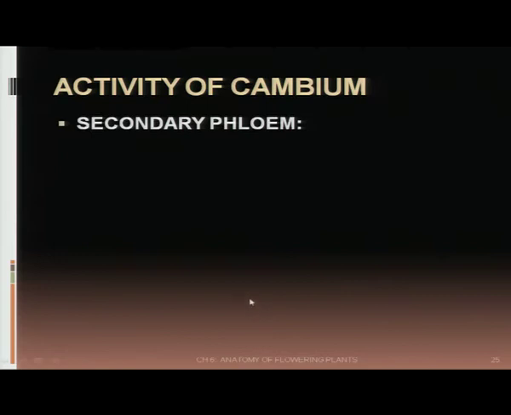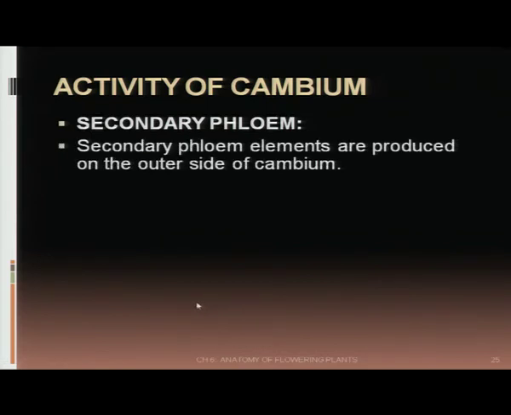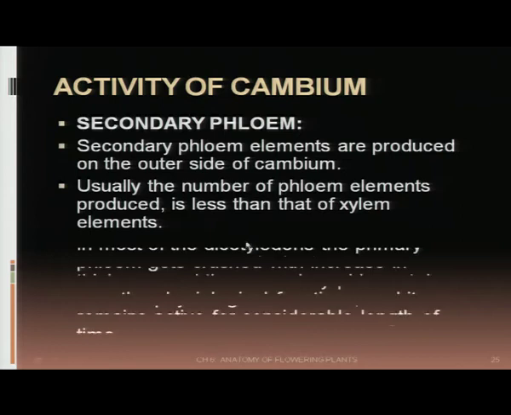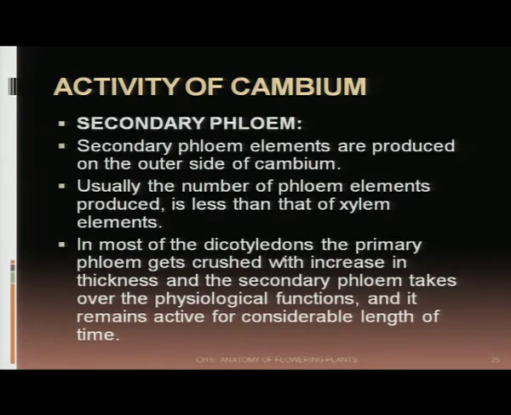What about secondary phloem? Well, secondary phloem elements are produced on the outer side of the cambium. As we just saw, they are produced on the outer side of the cambium. Usually, the number of phloem elements produced is less than that of the xylem elements. In most of the dicots, the primary phloem gets crushed with increase in thickness, and secondary phloem takes over the physiological functions and it remains active for a considerable length of time.